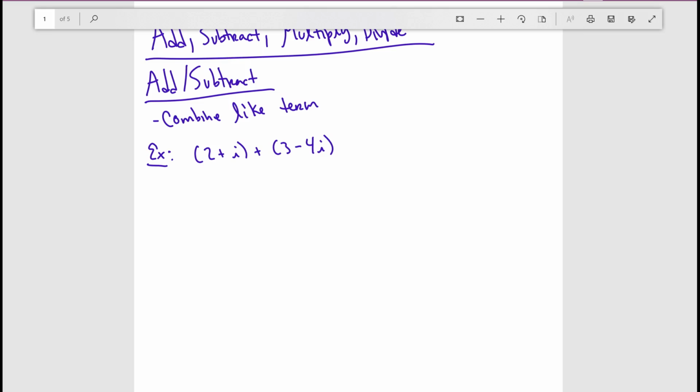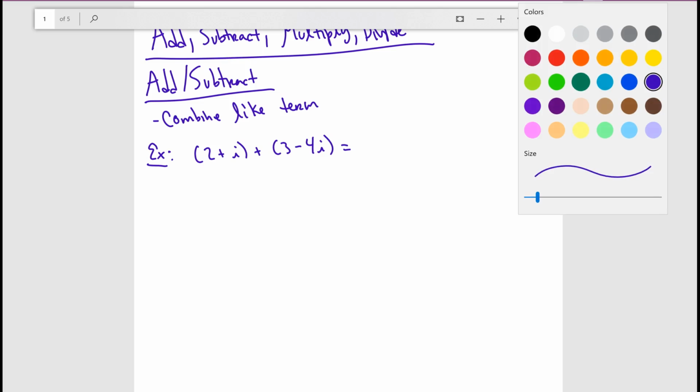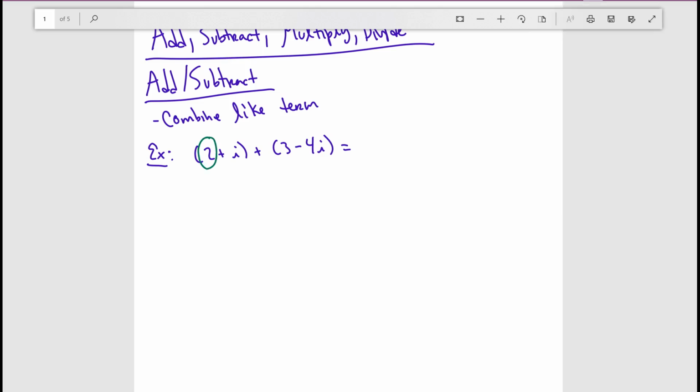So the first thing that you want to do is basically combine the like terms. Here, this 2 and this 3 are like terms. So 2 plus 3 is going to give me what? That's going to give me 5. And then the other like terms are this i, which is positive, plus this negative 4i. So i plus negative 4i is going to give me negative 3i. And that is my answer. So all we're doing is collecting the terms that are like terms. All right, so let's do another example.